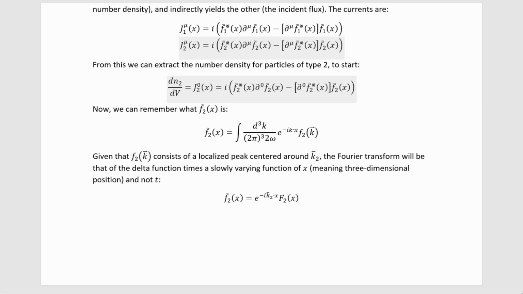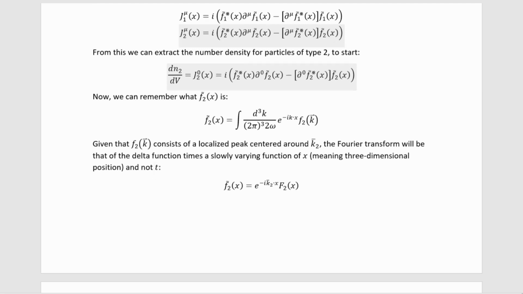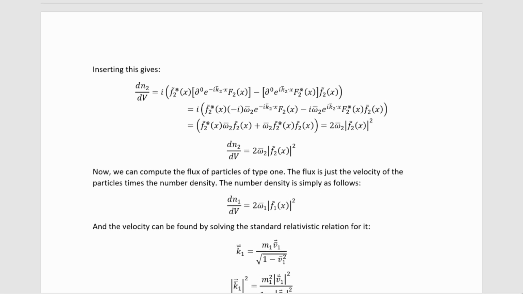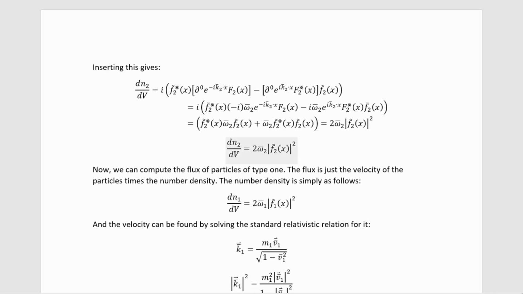Given that f2 of k consists of a localized peak centered around k2 average, the Fourier transform will be that of the delta function times a slowly varying function of x, meaning a three-dimensional position, not time, which gets us to this. Inserting that into the formula for the number density gives us this result, ultimately through the algebra that I've shown. So we have our final result.